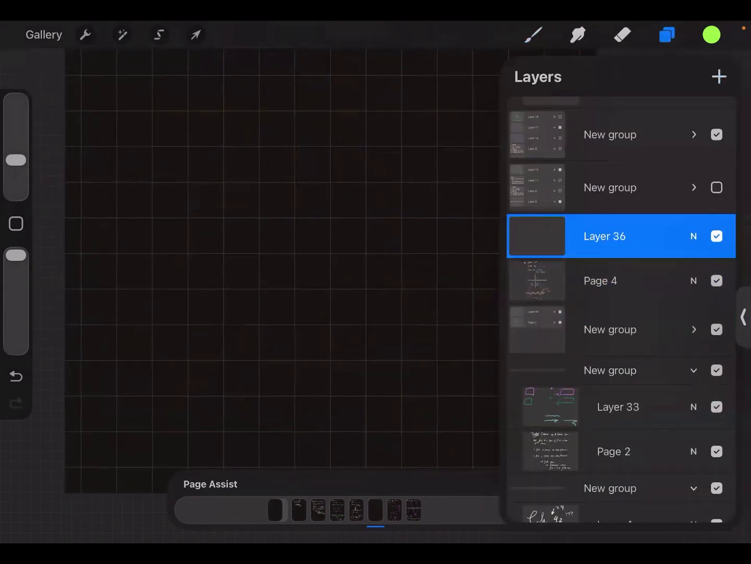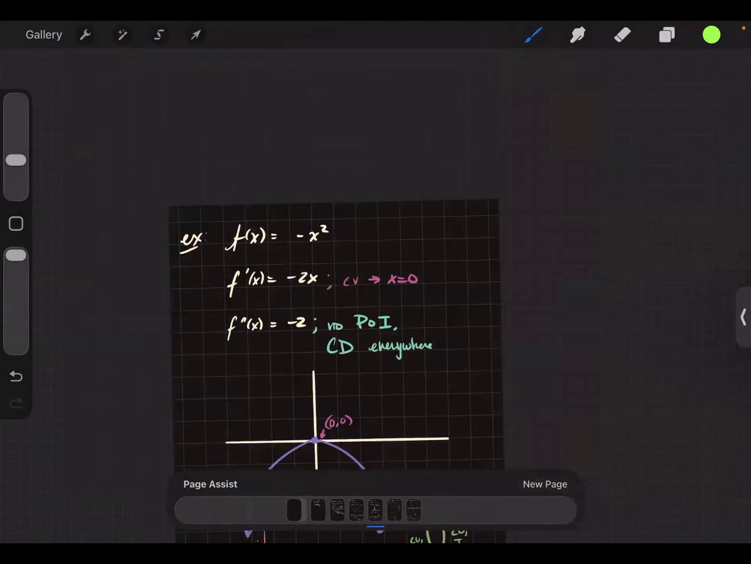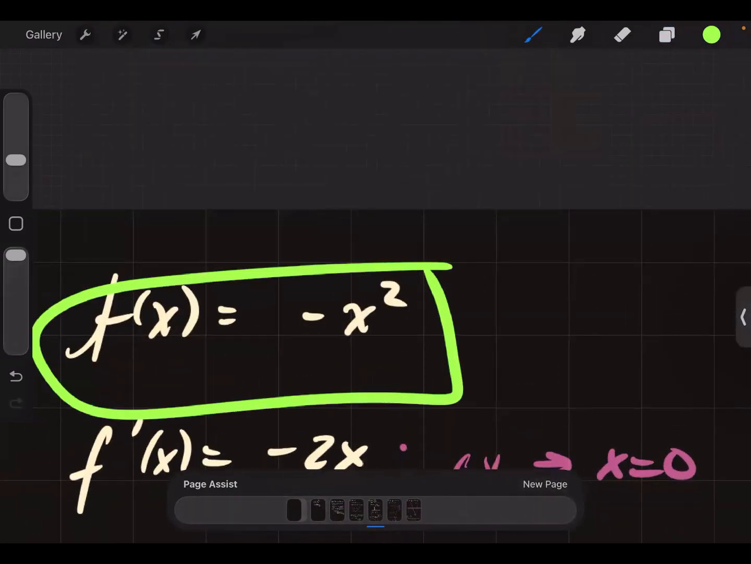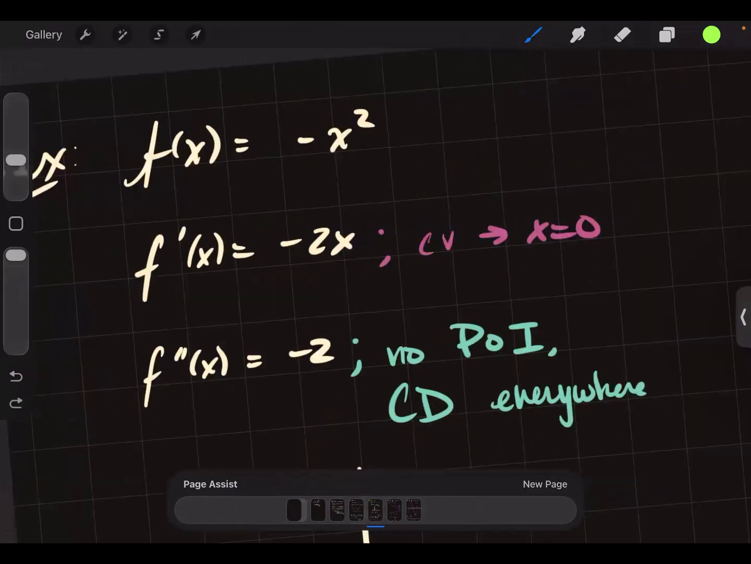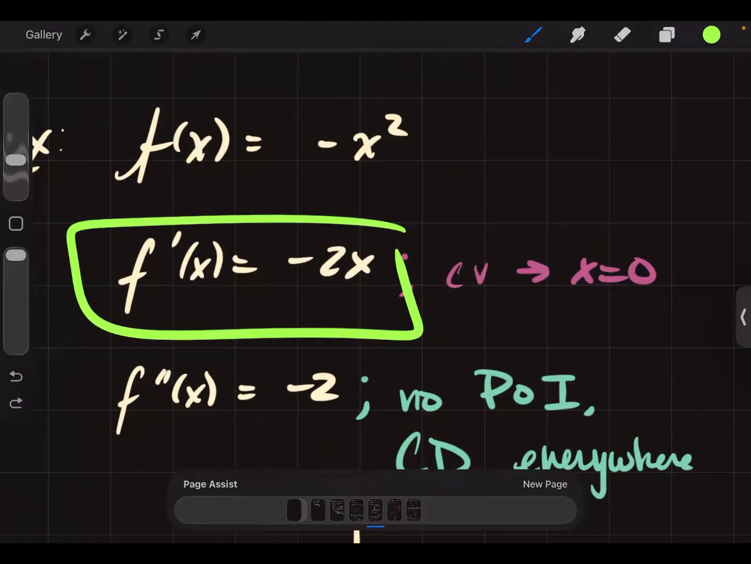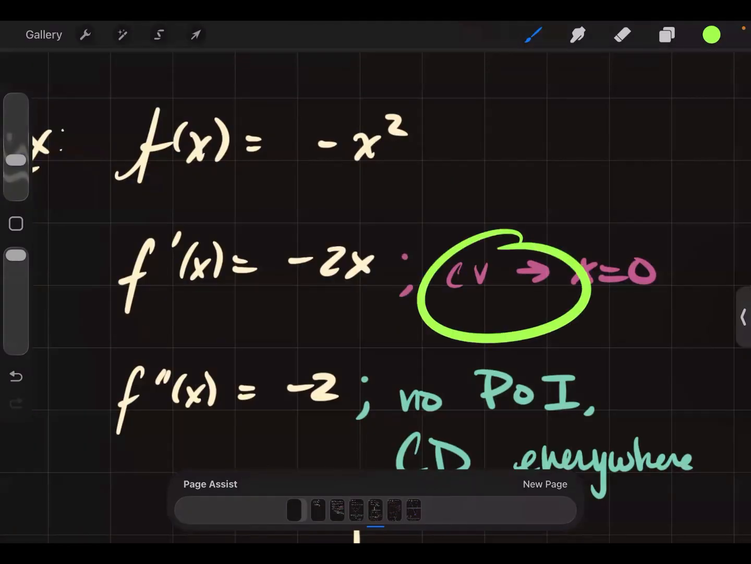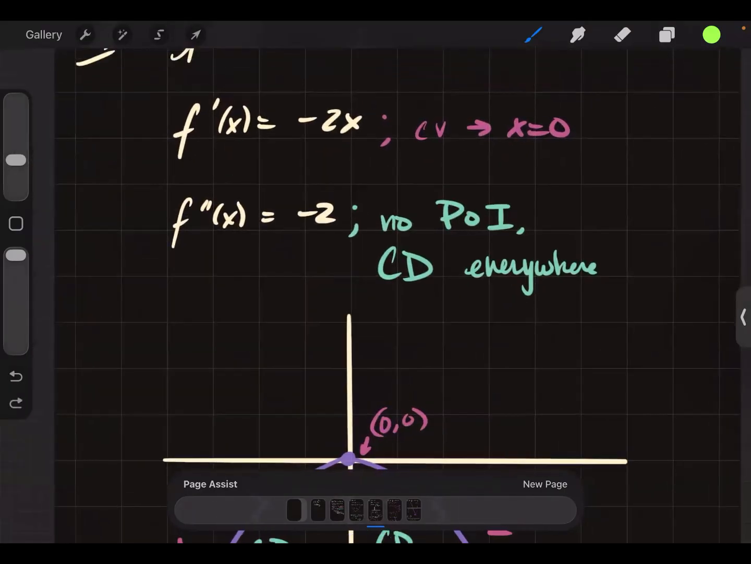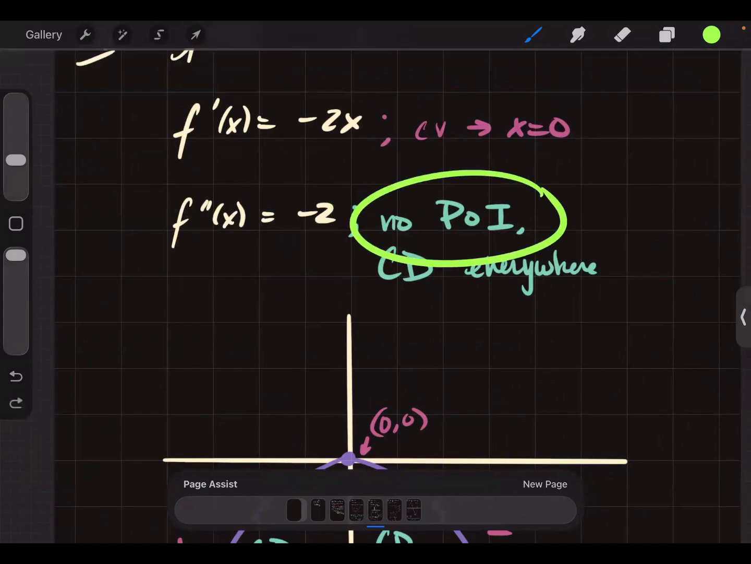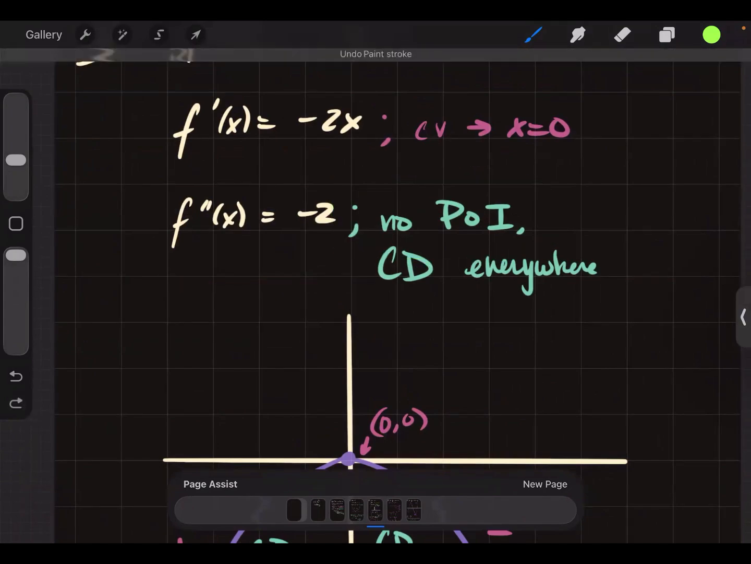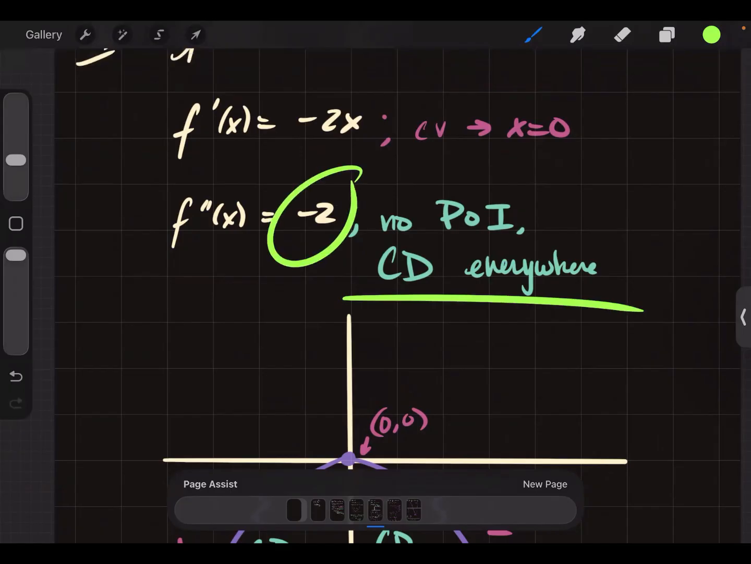Okay, similarly, I'm going to have you work out negative x squared, with the mins, maxes, and all that stuff too. First, f prime is negative 2x. Again, the critical value is 0. Not always 0, okay? Not always 0. Similarly, f double prime is negative 2. No points of inflection, just for this specific case. Concave down everywhere because this is always negative.